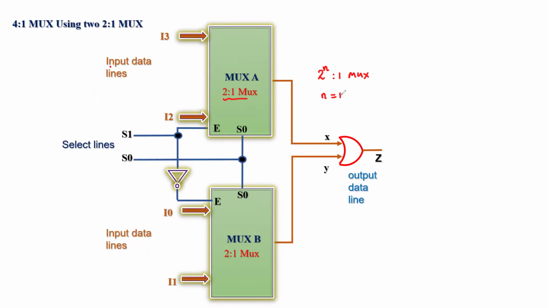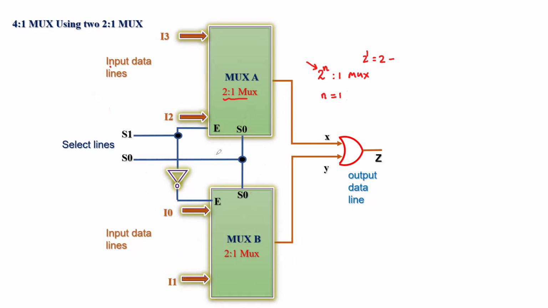That is why when you put this value of n equal to 1 in this particular equation, 2 raised to the power 1 is equal to 2. They are your input data lines, and that's what we have shown over here. These two are the input data lines, and since n equal to 1 is a single select line, this is your single select line indicated by letter S0. Remember and note, this single select line for 2:1 MUX is common to both of these MUX, and this is how we want to design a 4:1 MUX.